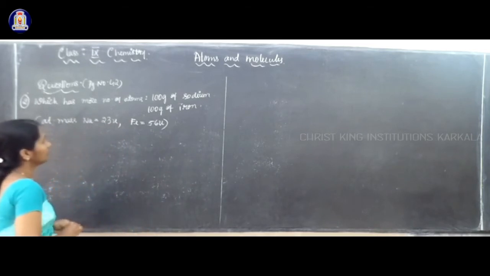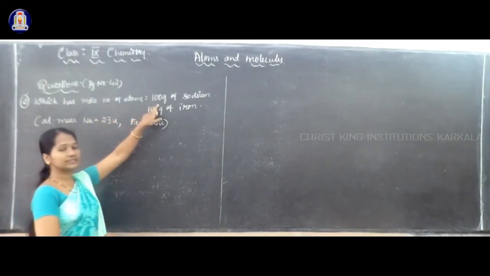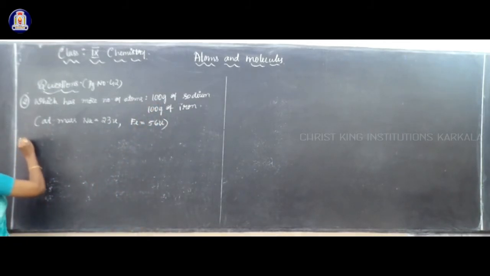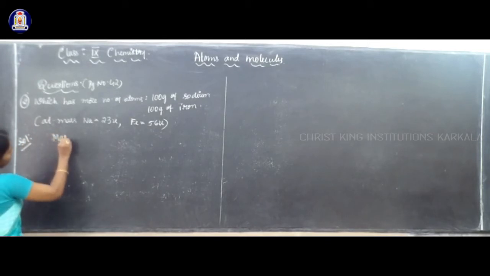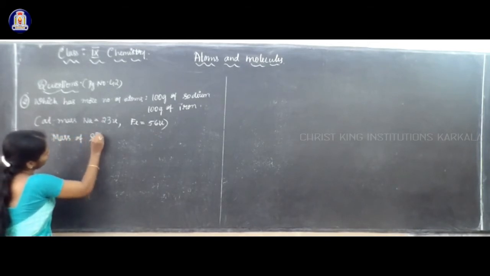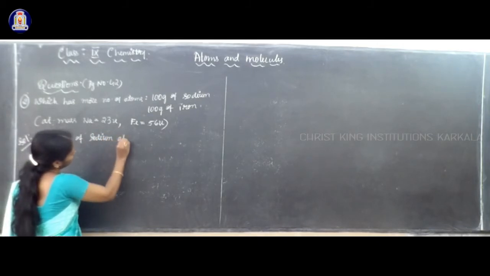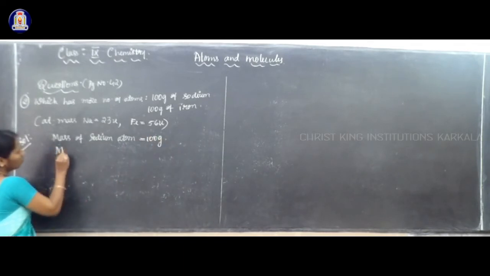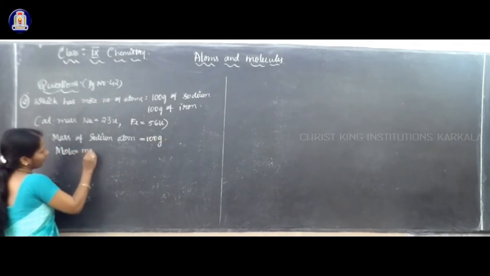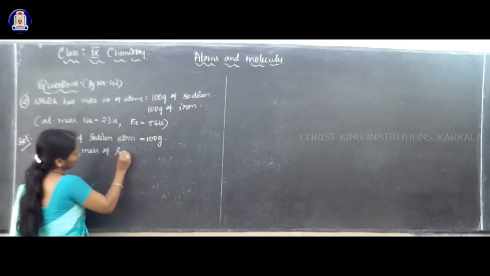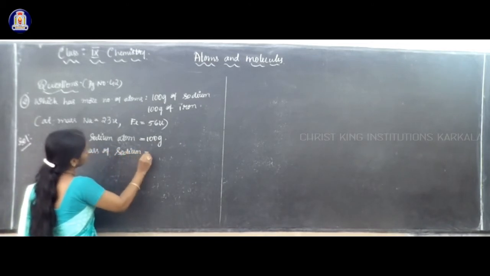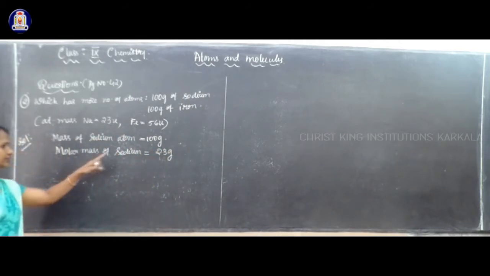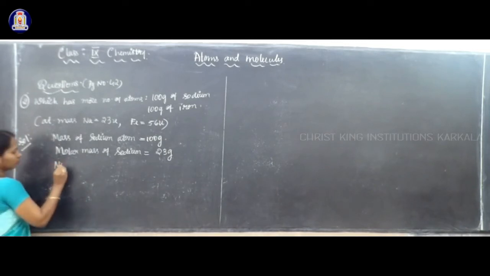So how to calculate number of moles? First we take the first one: 100 gram of sodium. What is given? Given mass of sodium atom is equal to 100 gram. Next, molar mass of sodium atom. How much is it? This is 23 gram because it is molar mass, 23 gram.